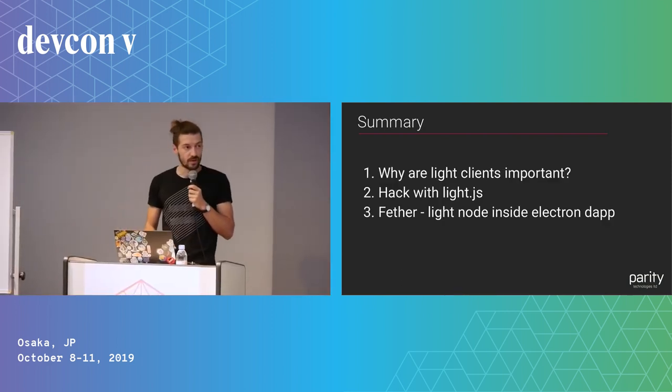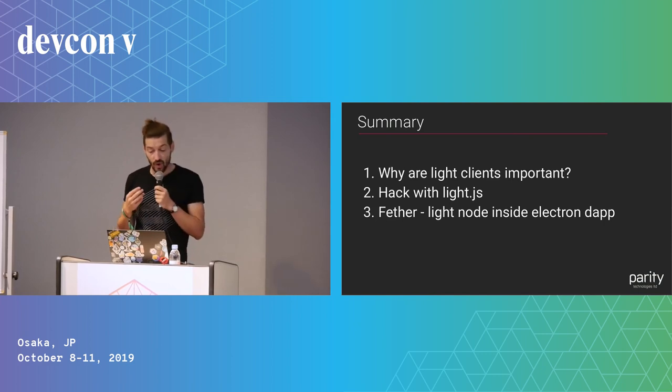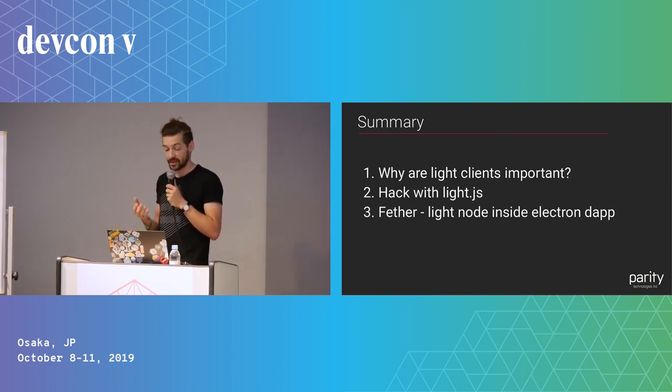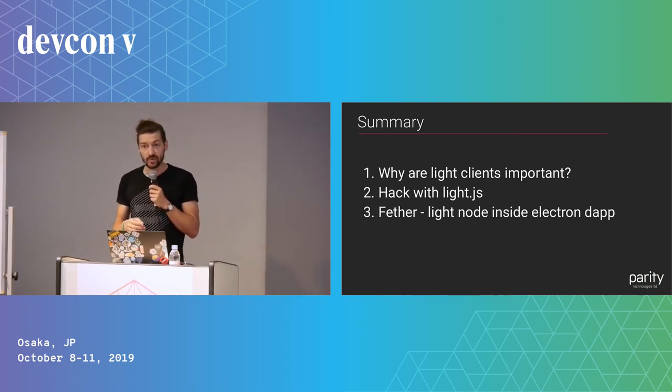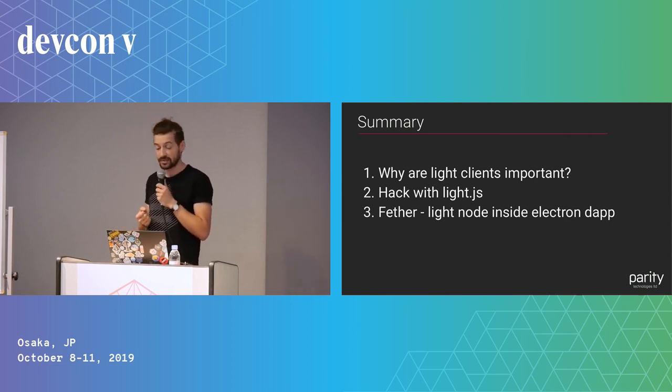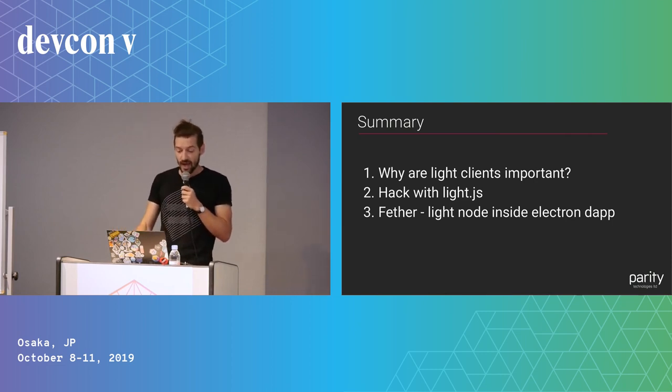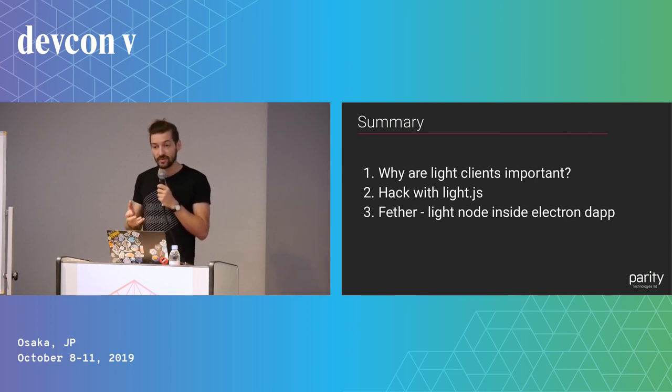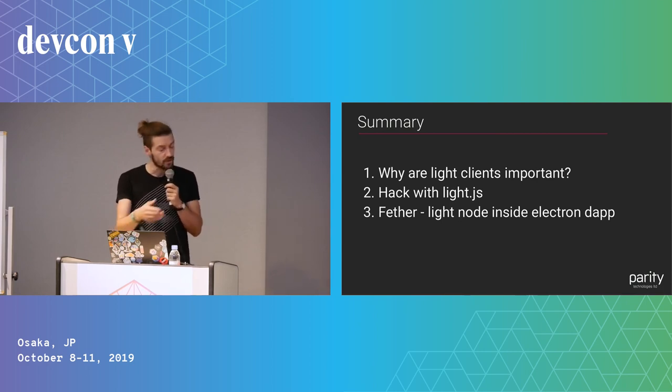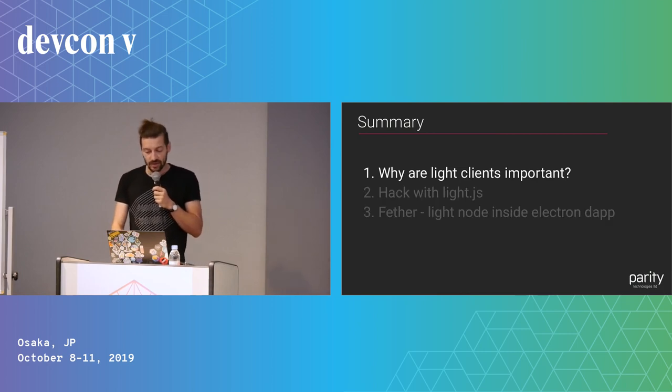So this talk is about three things. We want to understand first why we want to build or use Light Clients. Then I will show you how to hack on a library that we made called light.js. And then in the end, I'll show you a bit more about Fether, this application that we built on top of a Light Client. Here you can see I use Light Node inside an Electron app. Light Node, Light Client, same thing.